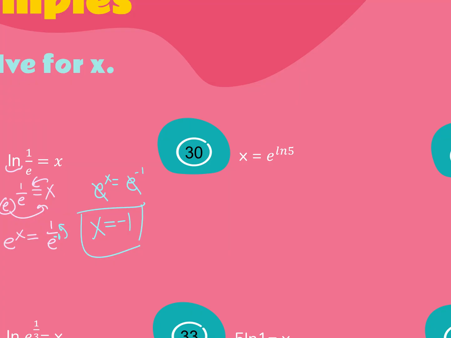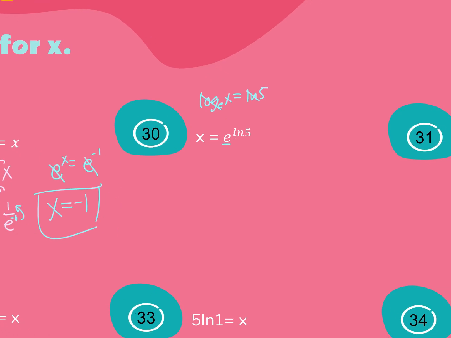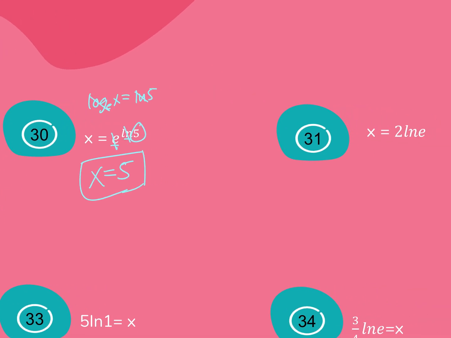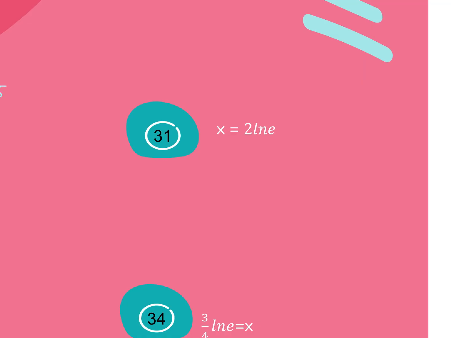Now with number 30, you can do what we did before in some other examples and change this to log base e of x equals ln of 5, and then you know that the log base e and ln are the same thing. Or you can just keep in mind that e and ln are inverses and they're always going to cancel each other out. So you're only left with 5. So we get x equals 5 over here. It might seem kind of tricky at first, but the more you practice it, the more you get used to it.